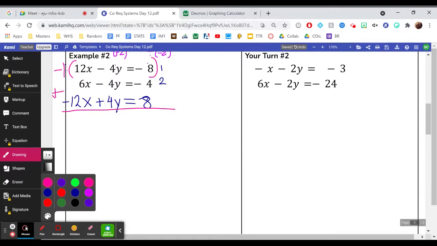At this point, we are going to add the two equations. So 6x plus -12x gives me -6x. -4y plus 4y, that's a zero pair, so it goes away. And I'm left with -4 plus 8, so that gives me 4. At this point, I'm going to divide both sides by -6.